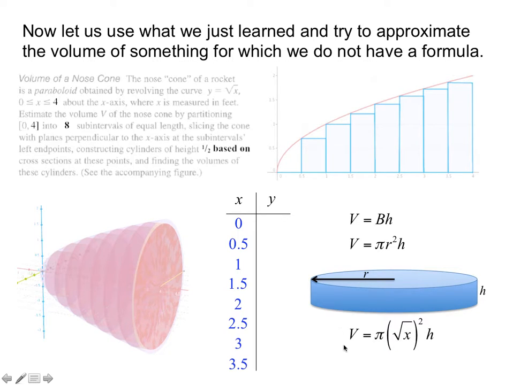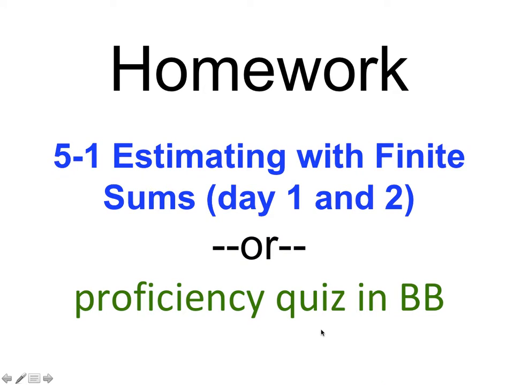And so then we can find a way to approximate the volume of this nose cone. So why don't you go ahead and go through that process, and you should get a volume of 7π cubic meters. So check that you can get that volume. After you complete that activity, then you are ready to finish up the homework for 5.1, days 1 and 2.